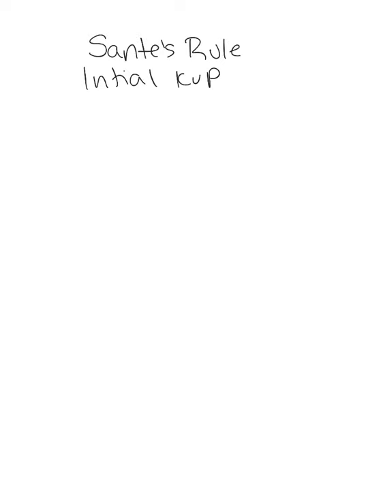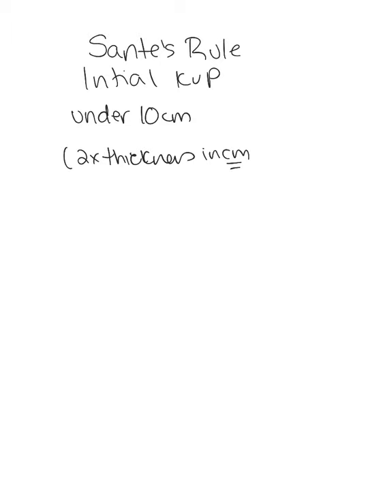Sante is going to tell us that if we're doing something that is under 10 centimeters, our equation is going to be 2 times the thickness in centimeters. That centimeters is really critical. All of our measurements have to be done in centimeters. And then we are going to be adding 40 to it, and that is going to give us our initial kVP for anything under 10 centimeters. A lot of your extremities are going to be under 10 centimeters, and a lot of your cats. This is the formula that you'll be using.